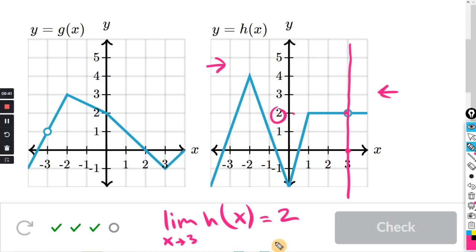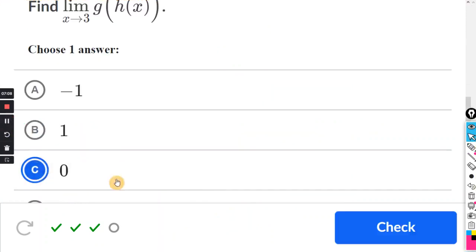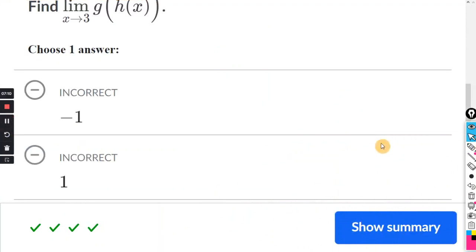Now we're going to evaluate the other graph at x equals 2. It has to be continuous. Here's the other graph, x equals 2 right here, and the y coordinate is 0. Is it continuous? Yes. If not, it would be does not exist. But it is continuous right there. I can draw it without lifting the pen. 0. All right, there you go.